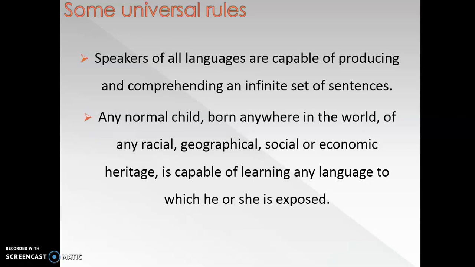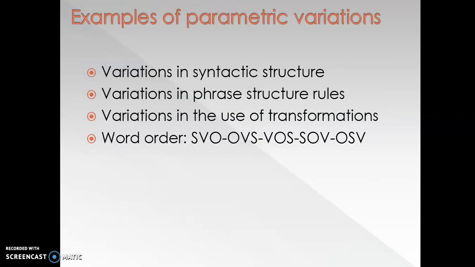Another universal rule: speakers of all languages are capable of producing and comprehending an infinite set of sentences. Any normal child born anywhere in the world, of any racial, geographical, social, or economic heritage, is capable of learning any language to which he or she is exposed. This is another characteristic. No matter where you were born, no matter what language your parents speak, okay, you are able to learn any language. Yes. So, here we have some examples of parametric variations.